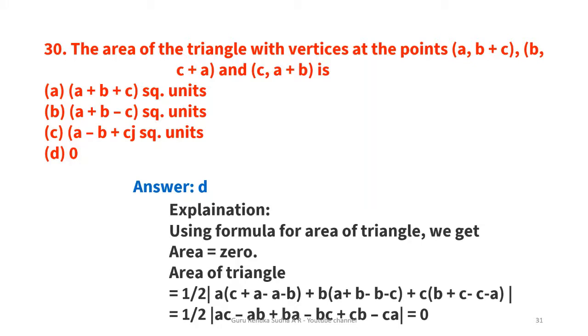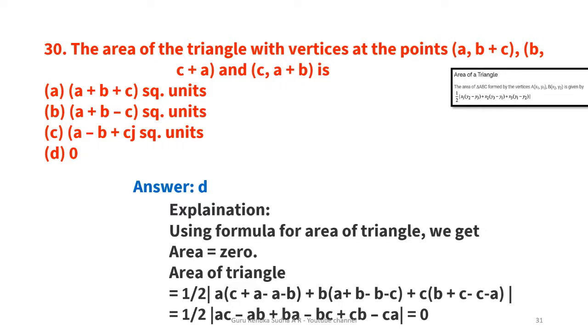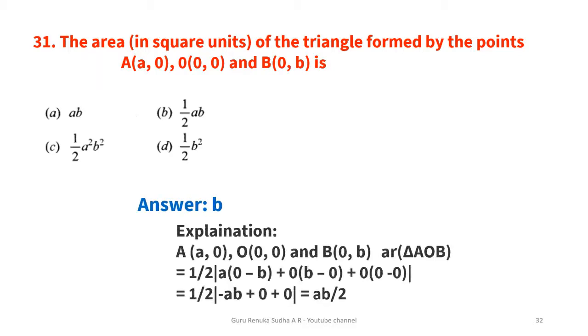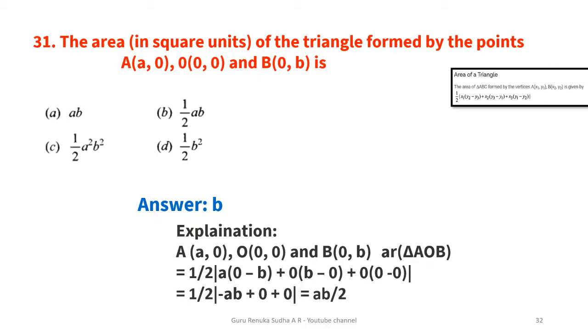Next, 31st question. The area of a triangle formed by the points A(a, 0), O(0, 0) and B(0, b). You have to calculate the area. So here, observe carefully. I am using the area of a triangle formula, but the modulus symbol is there. If you get a minus, even then it is considered as plus. See that modulus symbol, that change in the symbol you have to observe. See in the explanation part, you have to calculate, observe carefully, then only you can get the answer ab by 2. Okay, next move on to the 32nd question.